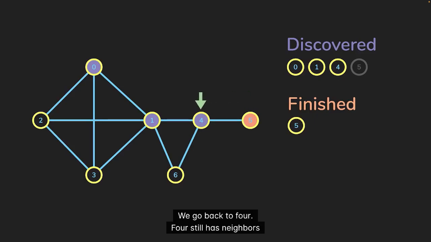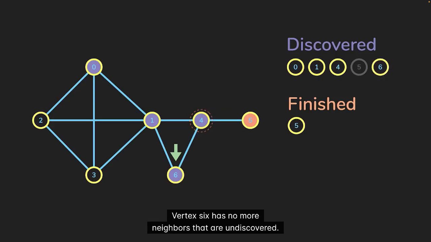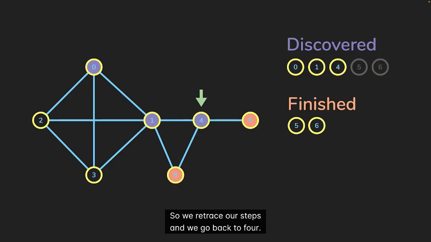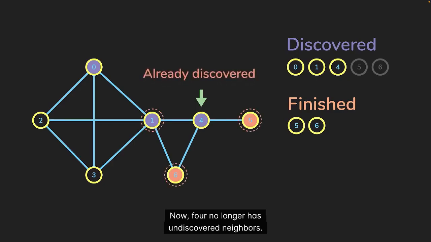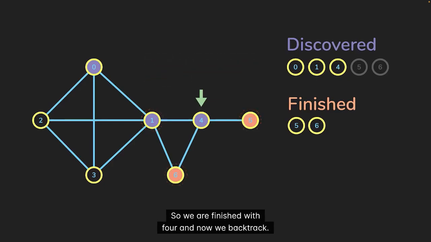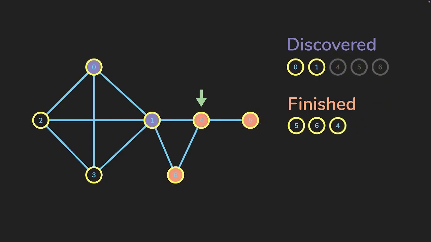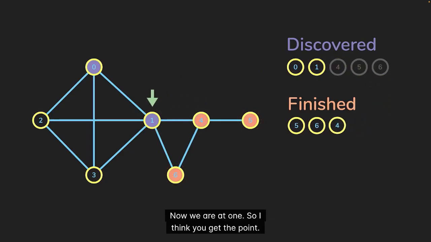We go back to 4. 4 still has neighbors that are undiscovered, which is vertex 6, so we hop on there and discover it. Vertex 6 has no more neighbors that are undiscovered, so we have finished vertex 6, so we retrace our steps and we go back to 4. Now 4 no longer has undiscovered neighbors, so we are finished with 4 and now we backtrack. Now we are at 1, so I think you get the point.